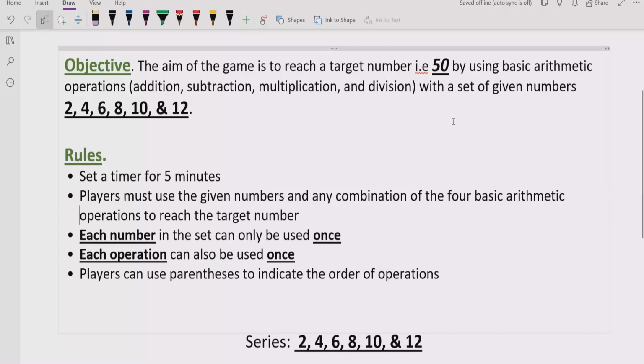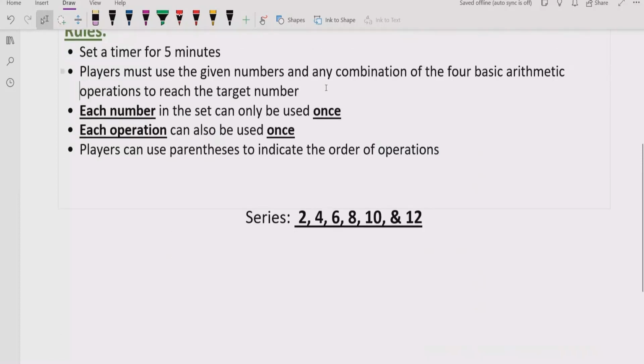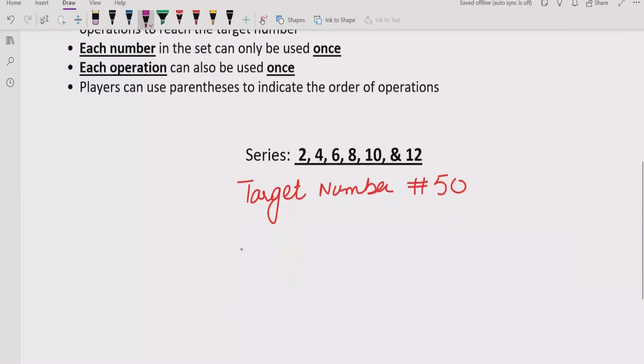Okay, now let's start the topic. Here we have the series 2, 4, 6, 8, 10, and 12, and our targeted number is 50. I will show you some examples of how you can get 50 using this series. Example 1 is very simple.